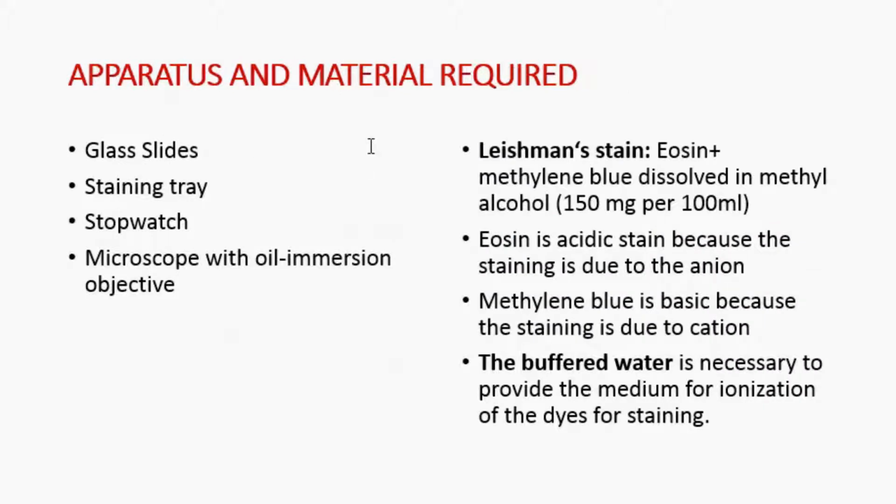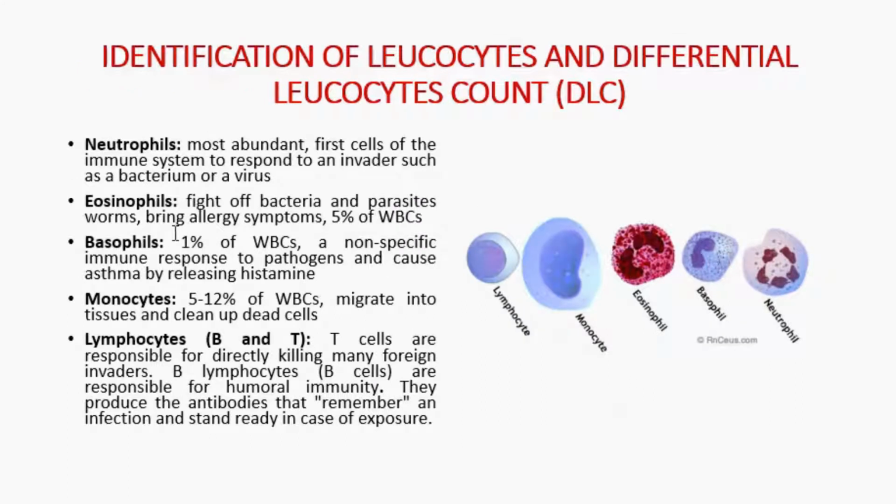This practical is important for the determination of the type of infection, because if neutrophils are more, it means there is a bacterial or viral infection. If eosinophils are more, it means there could be allergy or parasitic worms, and if basophils are more, it means there are some asthmatic types of symptoms. If monocytes are more, it means there are more cells that are dying, and lymphocytes mean there is some specific immune response to the antigens.